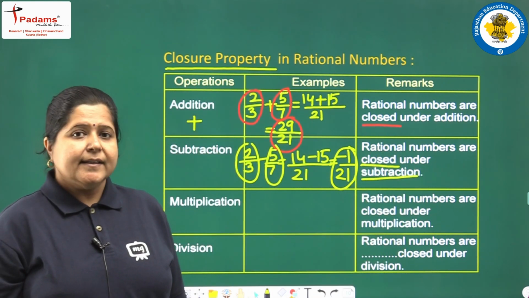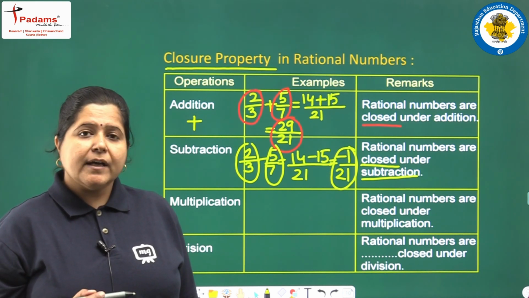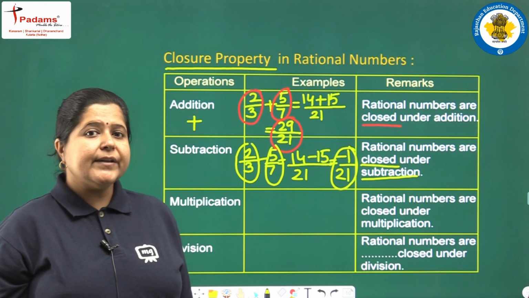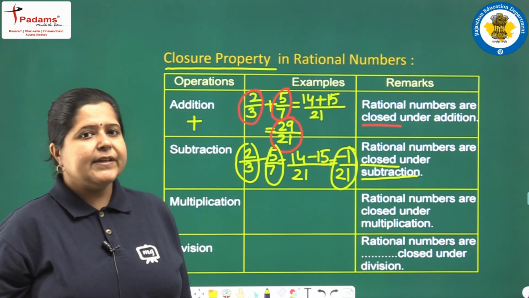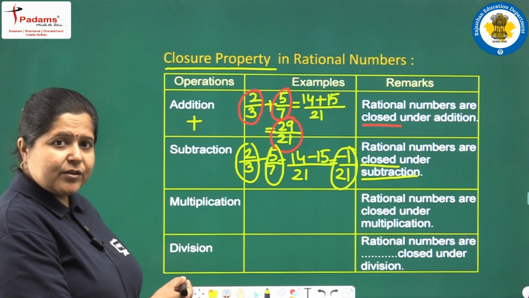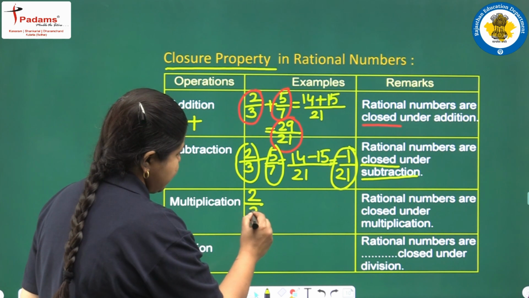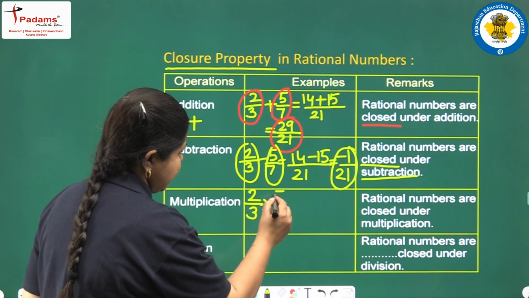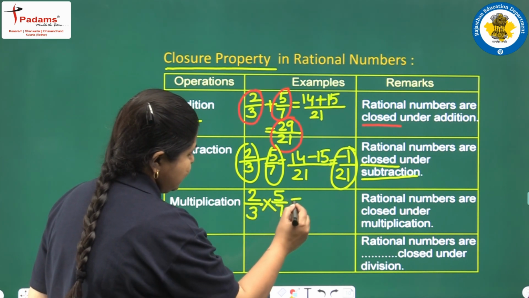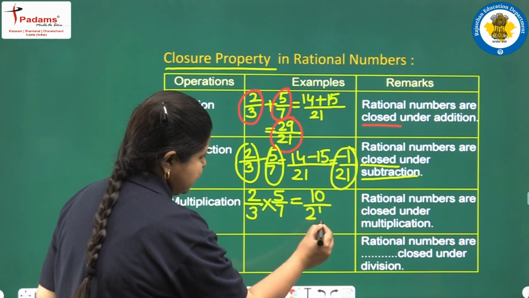Is it clear? The two numbers that we are operating, and after that the answer we are getting, if all the three are rational numbers, then we say it is closed. Let us check it for multiplication also. Let us multiply them only. 2 by 3 into 5 by 7. What do we get? 2 5s are 10, 3 7s are 21.